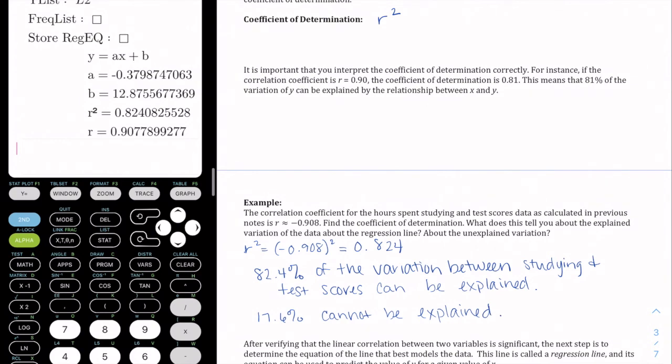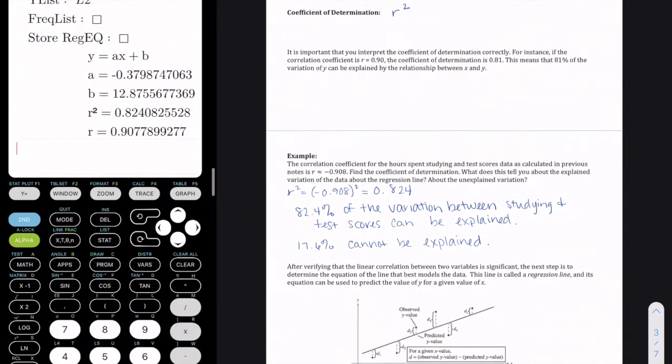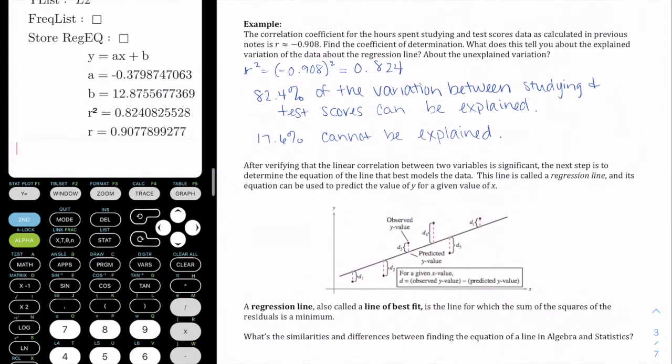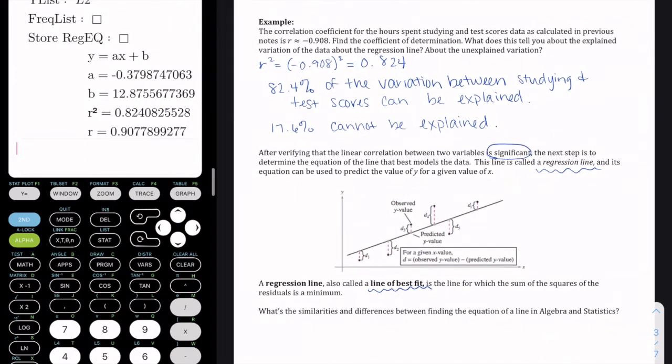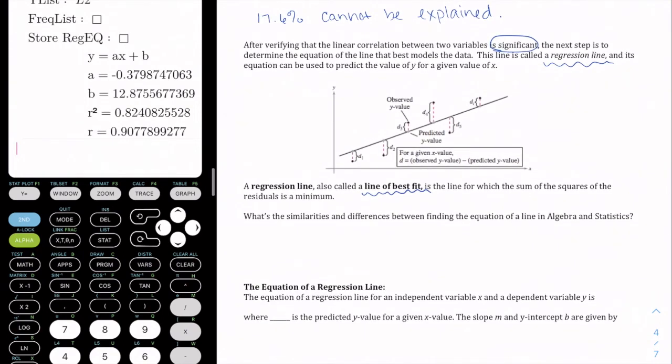All right, so that's the first thing we're going to do with our correlation coefficient. The second, because we've determined that there is a significant relationship between our x and y values, we can then find a model that best fits the data. This is called a regression line, and its equation can be used to predict the y value for any given value of x. So a regression line is also called a line of best fit. And so it is the sum of the squares of the residuals, but we're going to ignore that part. We're going to make it even simpler. So what are the similarities and differences between finding the equation of a line in algebra and statistics?